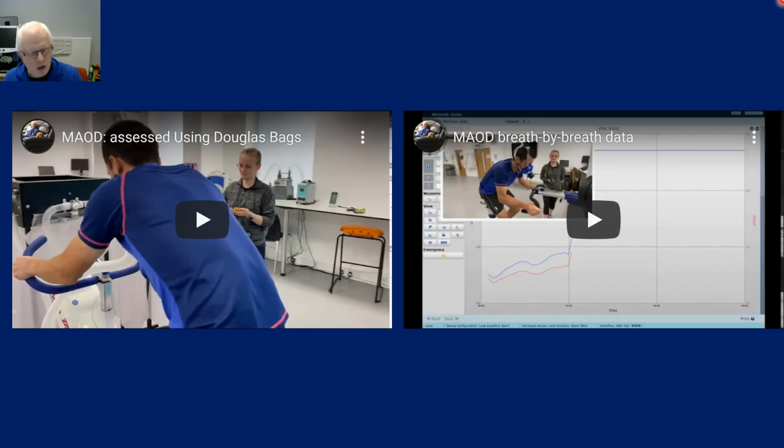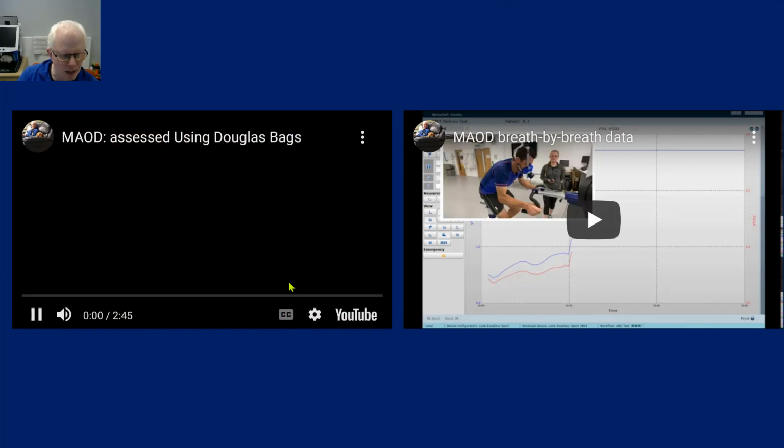So let's have a look at this. I'm going to show you this two ways. I'm going to show you this using Douglas bags, which is a technique that we use to teach physiology. And I'm going to show you using a computerized system using breath-by-breath analysis. So let's start with the Douglas bag method.